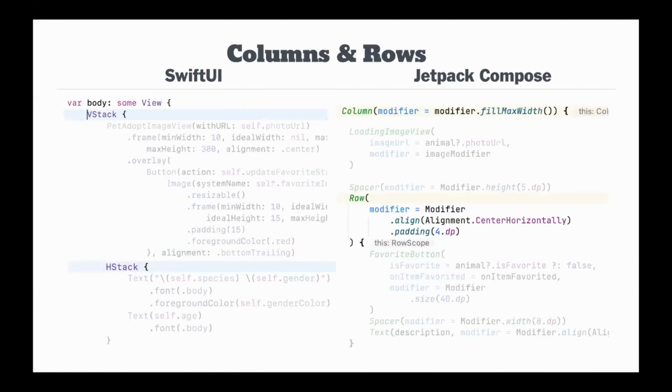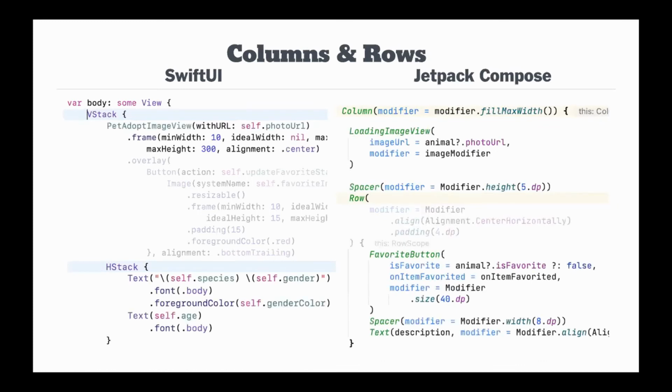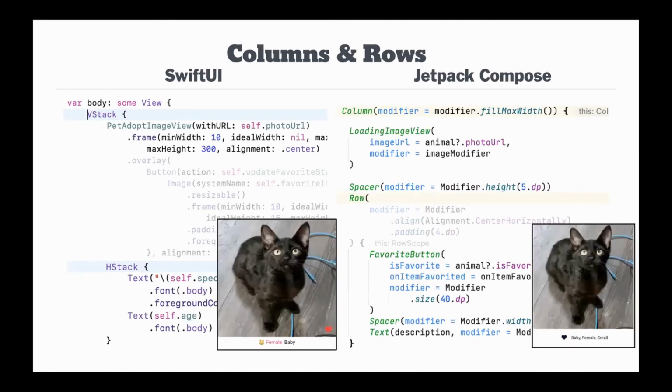Now in SwiftUI, we use VStack for columns and HStack for rows. So here we have an image view in my VStack, or column, on top of my HStack, which has a row of text. This is how we're able to get this image of a cat above this row of text that describes the cat.